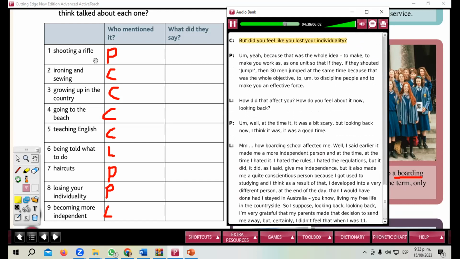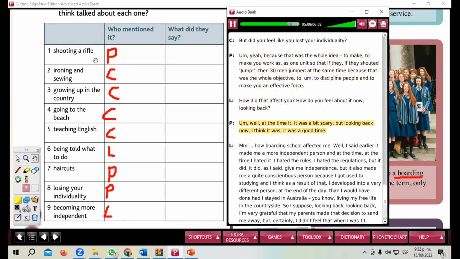But did you feel like you lost your individuality? Yeah, because that was the whole idea, to make you work as one unit, so that if they shouted jump, then 30 men jumped at the same time, because that was the whole objective, to discipline people and to make you an effective force. How do you feel about it now, looking back?